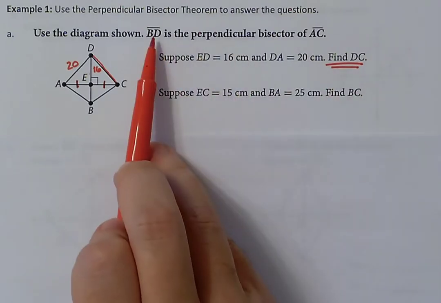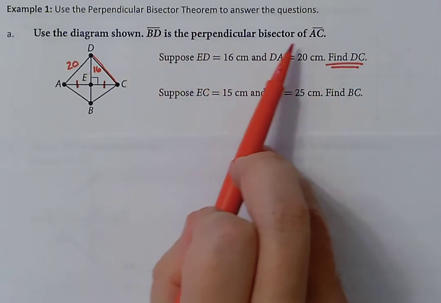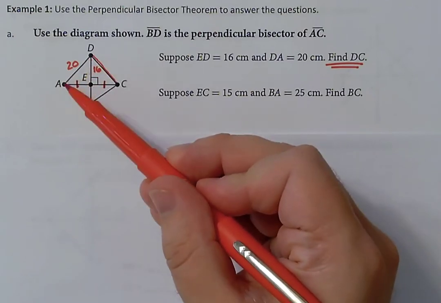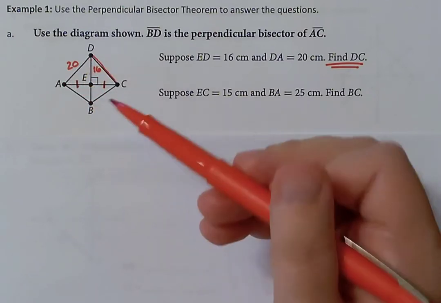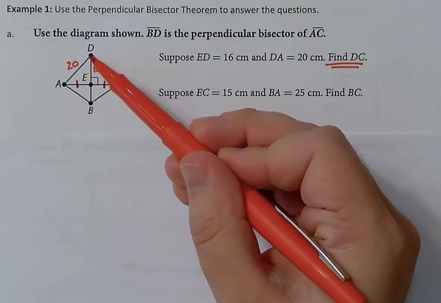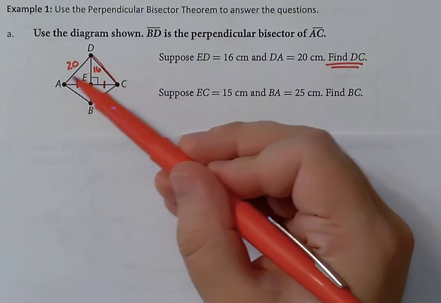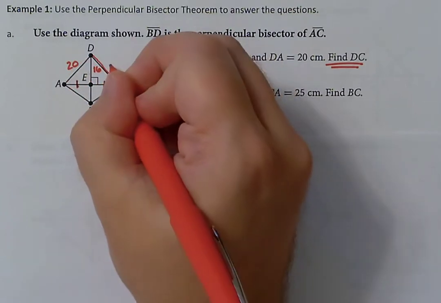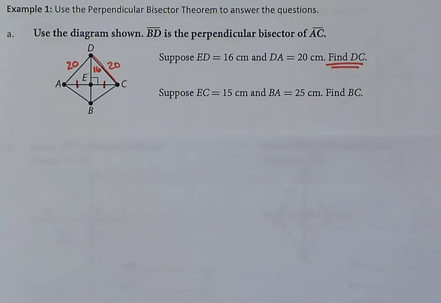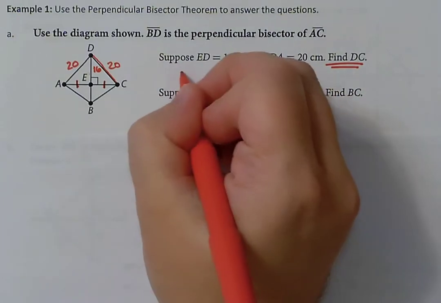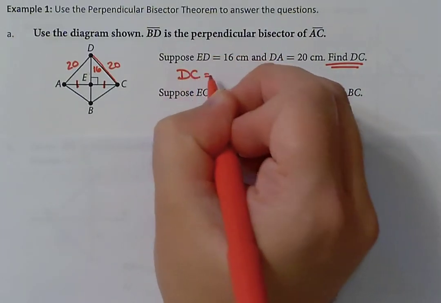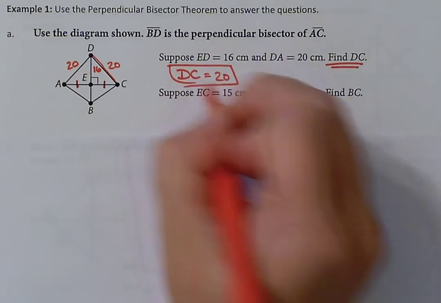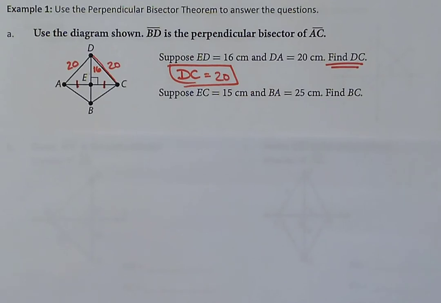Now, knowing that BD is the perpendicular bisector of AC, that means I know DC is the same measure as DA. And I know this because D is the same distance from C as it is from A. So if AD is 20, that means CD is also 20. So my answer for the value or length of DC is 20 centimeters. And that is your answer for that part.